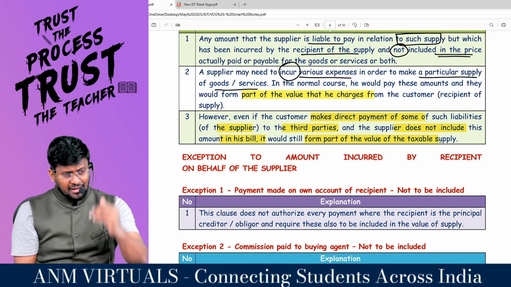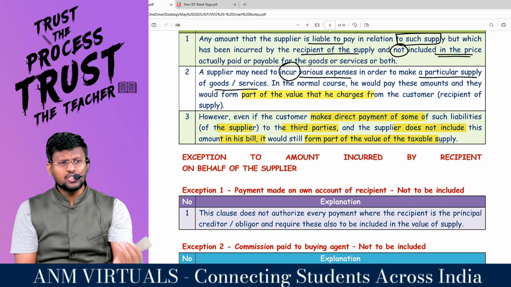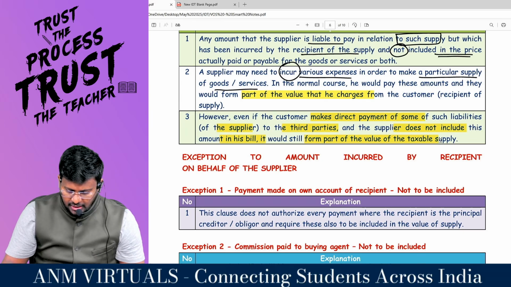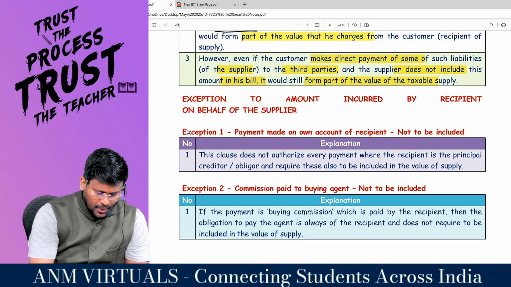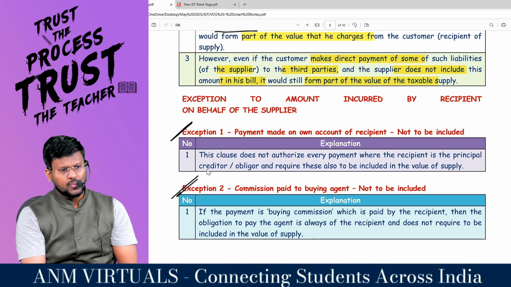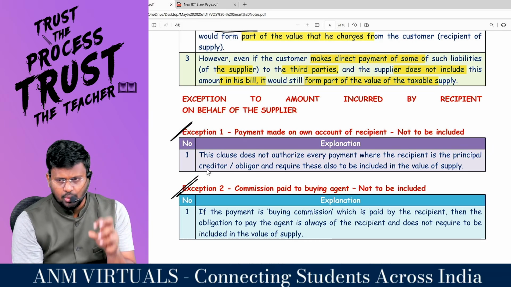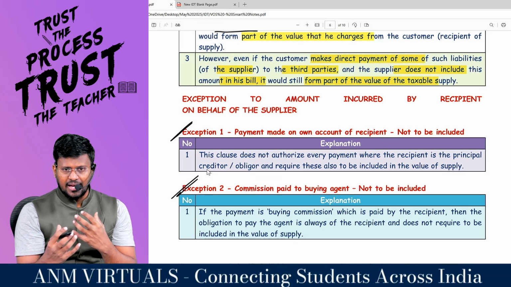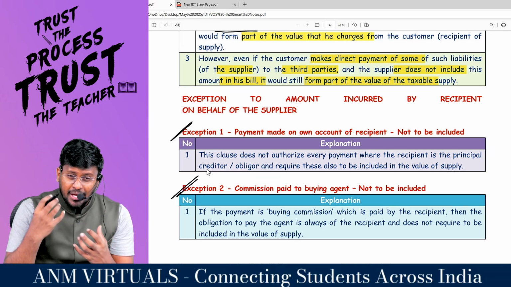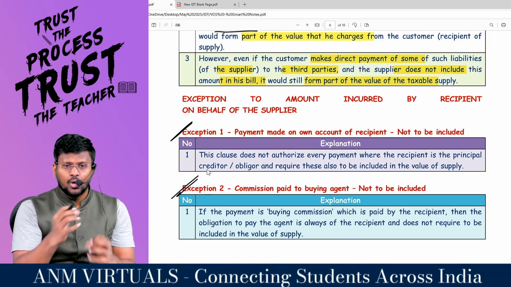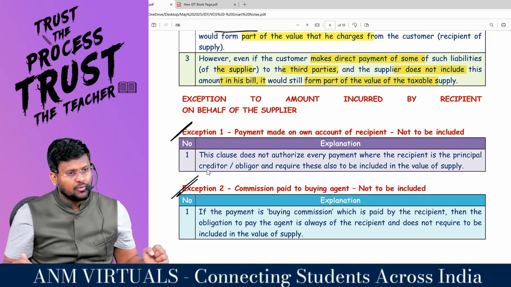Because of that, transaction value will get reduced. That should be included in the value of supply. Comfortable? But we are having two exceptions, my dear lovable students. We are having exception 1 and exception 2. What this exception is saying is that even though the recipient has paid something for the supplier, it will not form part of the value of supply.